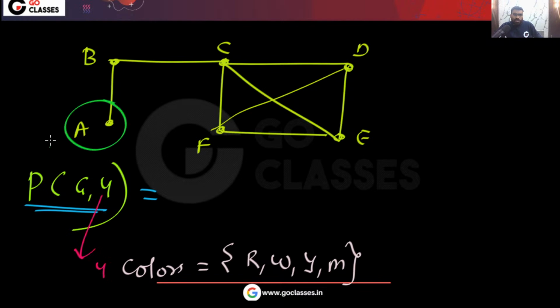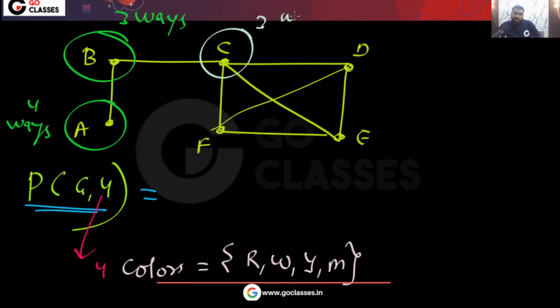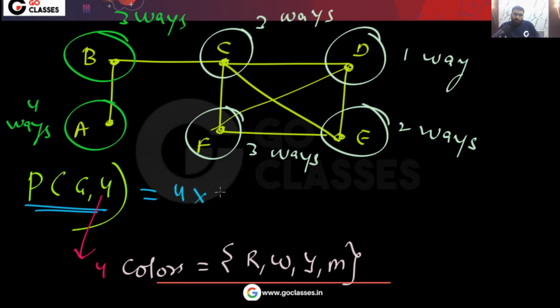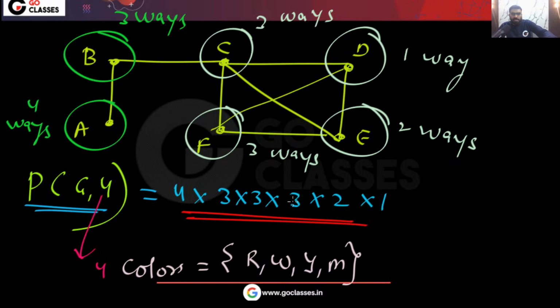Very simple. For this vertex, there are 4 ways. For this vertex, there are 4 ways. For this vertex, there are 3 ways. For this vertex, there are 3 ways. For this vertex, there are 3 ways. For this vertex, there will be 2 ways. And for this vertex, there will be 1 way. So your answer will be 4 into 3 into 3 into 3 into 2 into 1. This will be your PG4. So this will be 216.